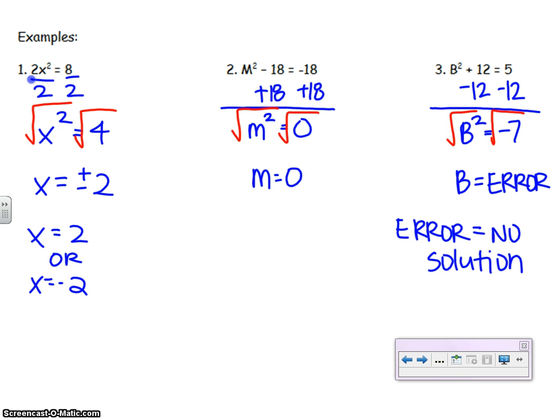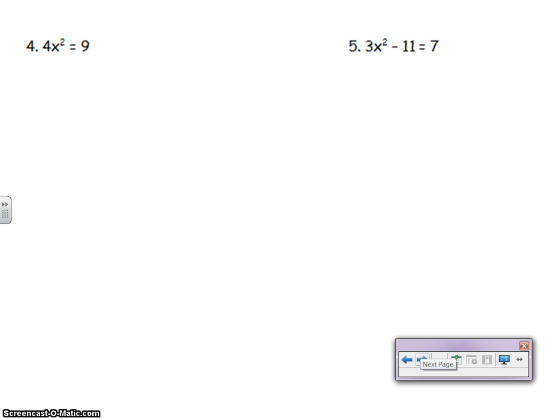All right, let's go ahead and try a couple more examples here. 4x squared is equal to 9. So we see we have to first undo the 4 times x squared by division. x squared is equal to 9/4. Oh my god, a fraction!